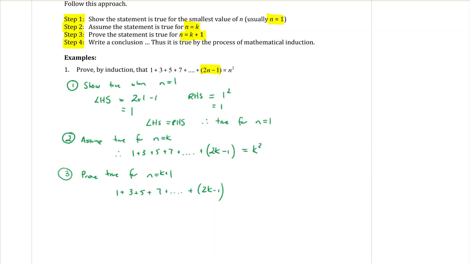So what you do is you take that 2k minus 1 there, and you're going to sub in k plus 1 everywhere where there is a k. Okay, so it was 2k minus 1. So this is my 2 instead of k, it's k plus 1 minus 1.